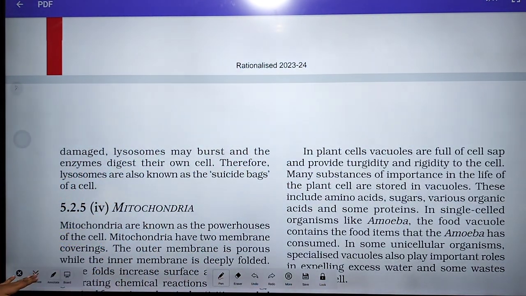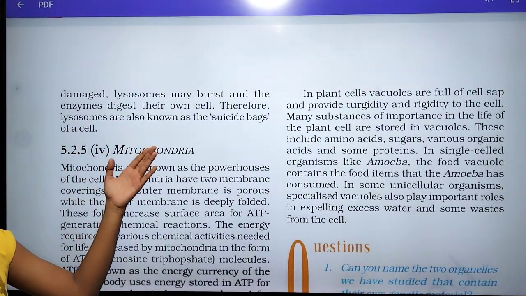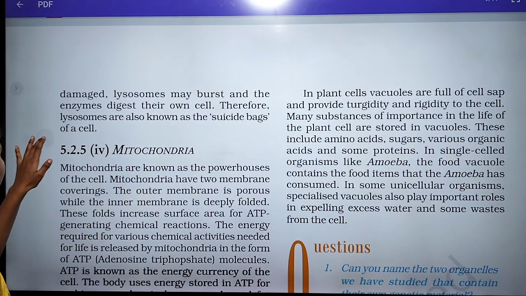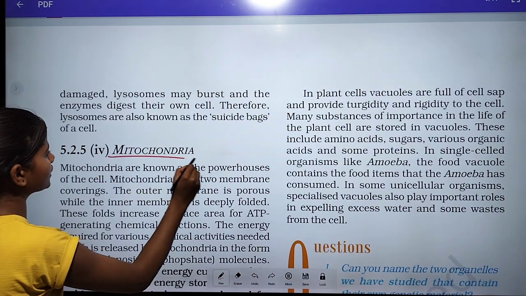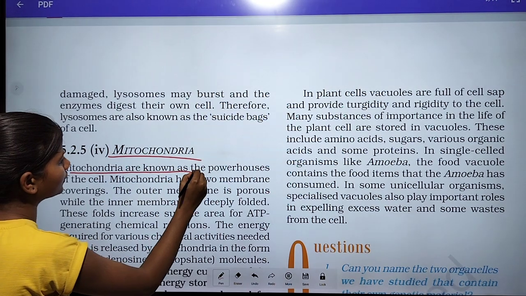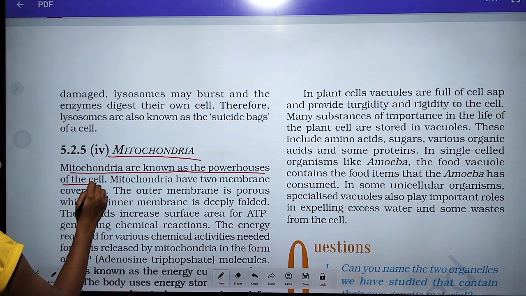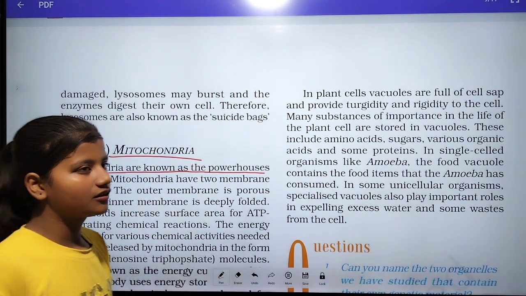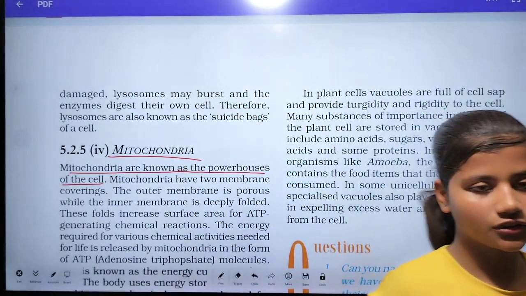I hope you understand what a lysosome is. Now our next one is mitochondria. Mitochondria are known as the powerhouses of a cell.